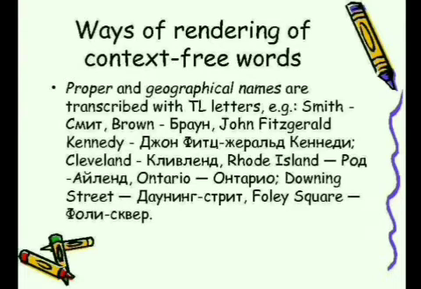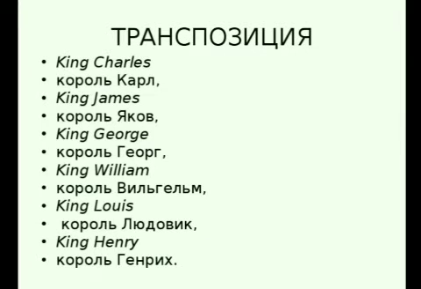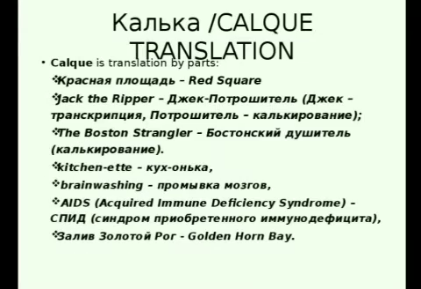On the screen you see again the transcription. For example, Downing Street was copied by sounds into the target language. Or Foley Square. They copied the sounds. Transposition means they just give the meaning in the target language using the versions in the target language. For example, King Charles, Король, Karl, and so on.